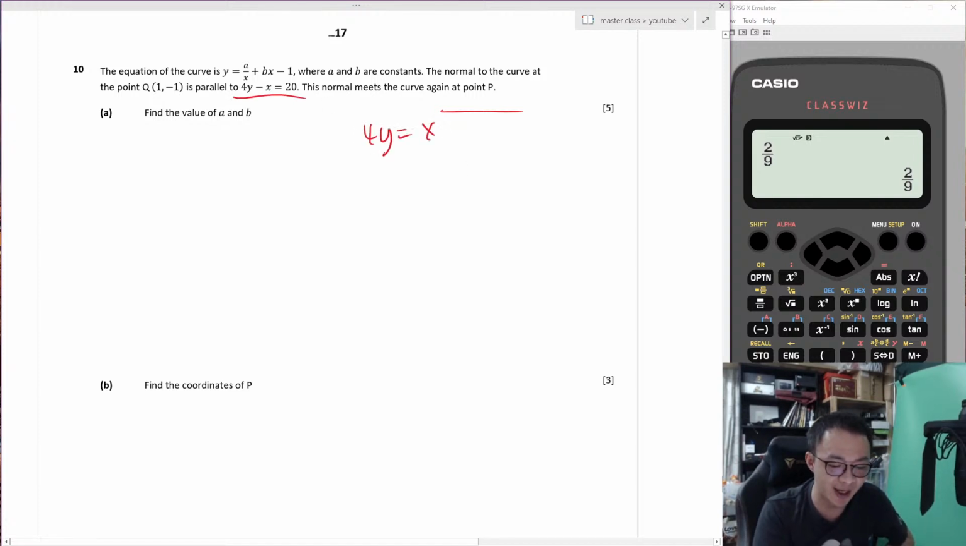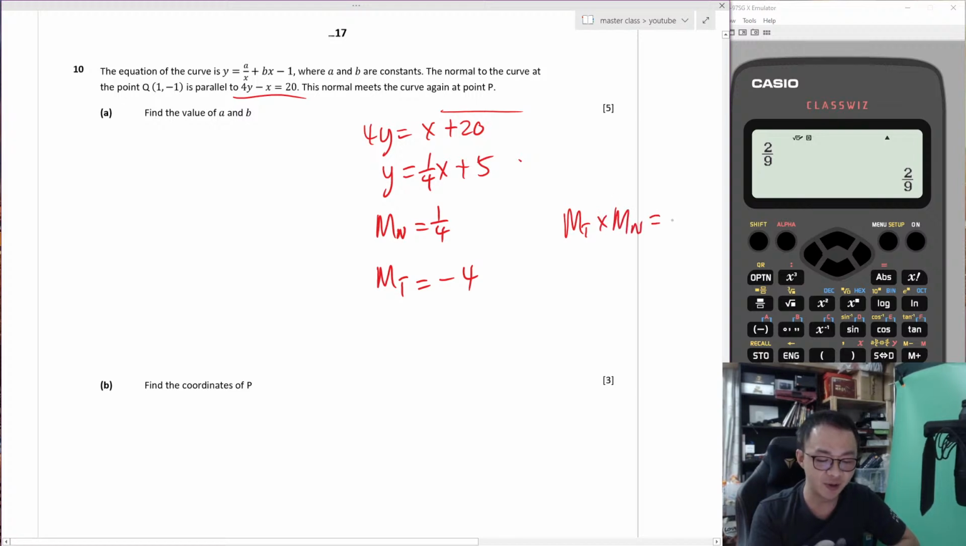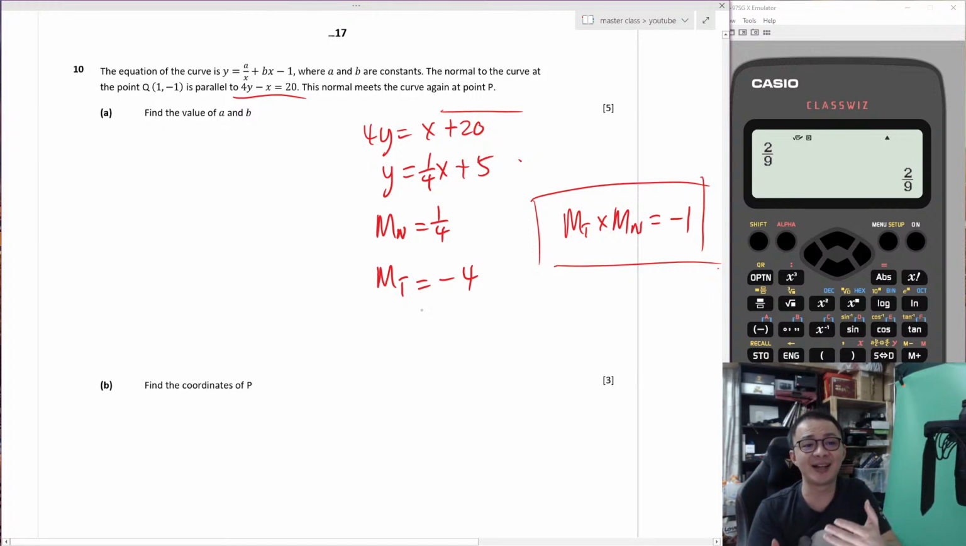4y equals to x plus 20. Y equals to 1 over 4x plus 5. Alright, so right now I know the gradient of normal is 1 over 4. So the gradient of tangent will be negative 4 because m1 m2 equals negative 1. Gradient of tangent multiplied by gradient of normal equals negative 1. I'm using this formula, so I get negative 4. And I understand the gradient of tangent actually means dy/dx here.